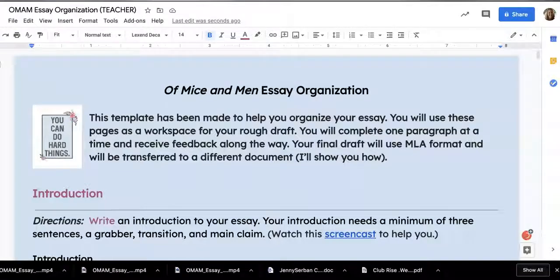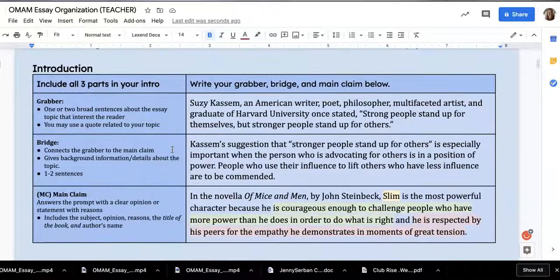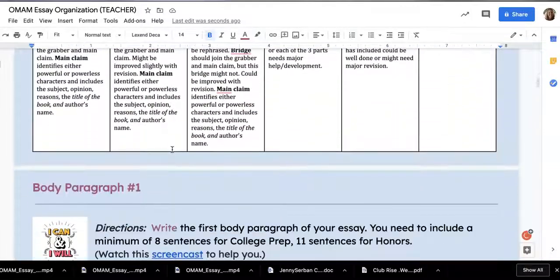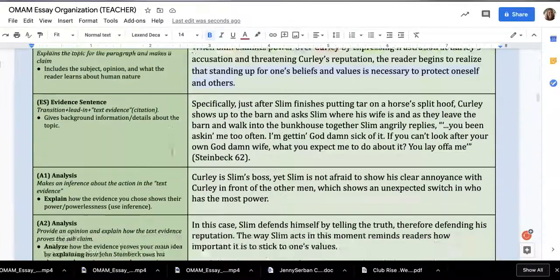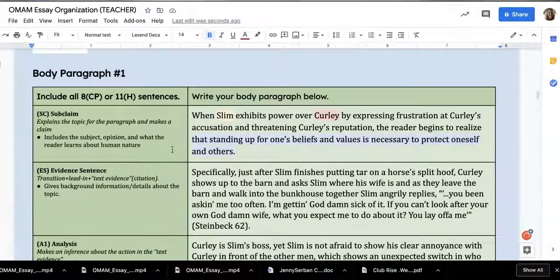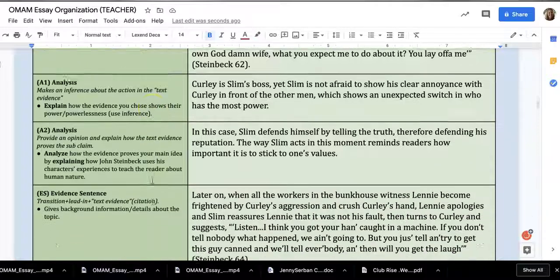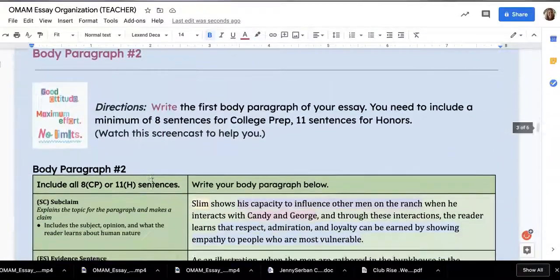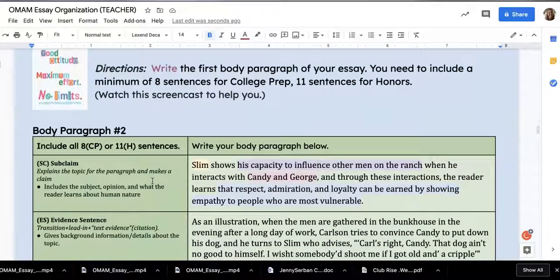It's finally time to write your conclusion. At this point, you have written your introduction, and you've written your first body paragraph, which has 8 sentences if you are in college prep, and 11 sentences if you're in honors. You have written your second body paragraph, same thing, 8 sentences for college prep, 11 sentences for honors. And basically that means you need 3 pieces of evidence, honors students.